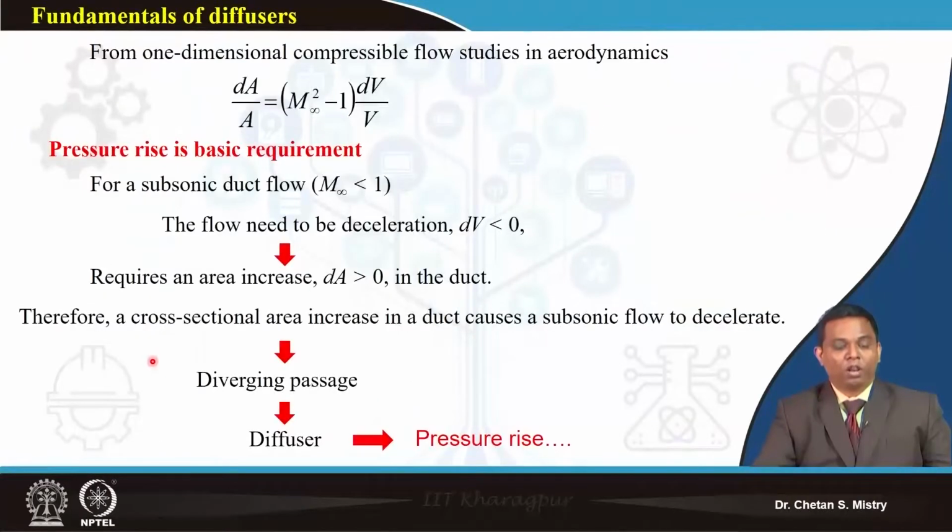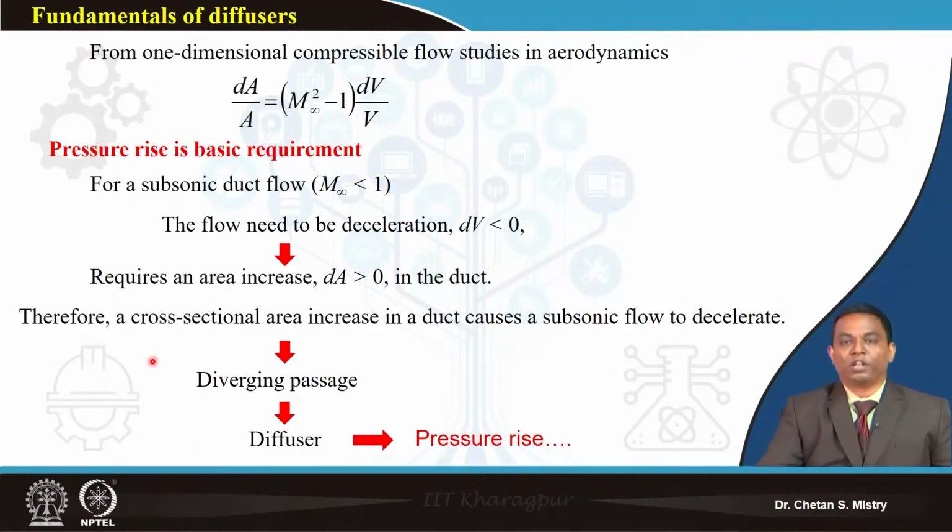Okay, now let's start with the fundamentals of your diffuser. What we know, we have our one-dimensional compressible flow, and for that we have derived the equation based on my continuity equation. It says my change of area is a function of Mach number, and this is a function of change of velocity.